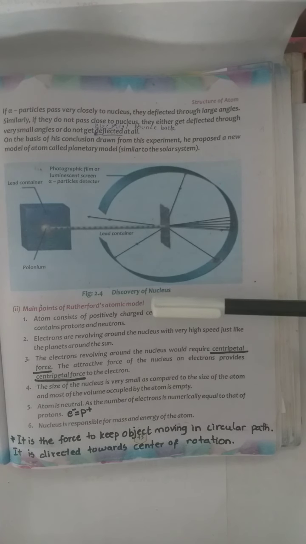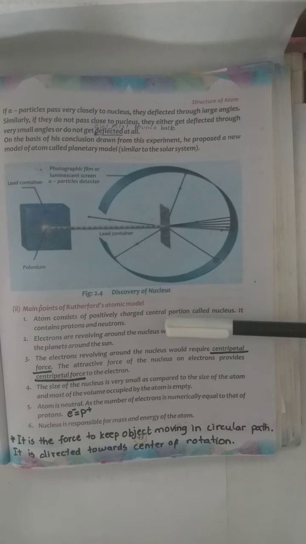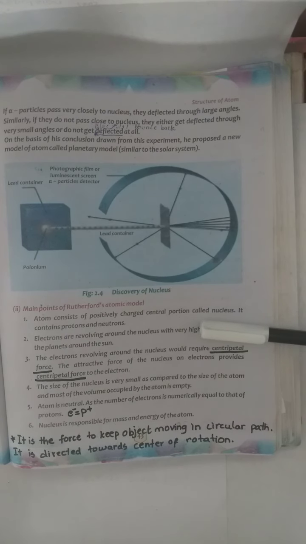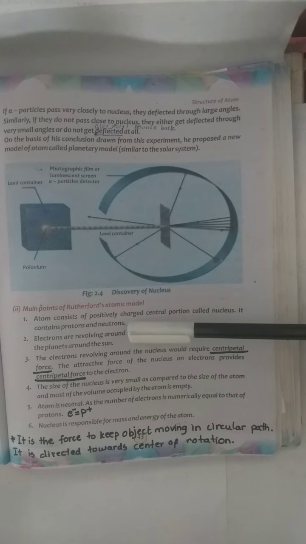Now, what are the main points of the Rutherford's atomic model? The first point is atom consists of positively charged central portion called the nucleus, and it contains protons and neutrons. The second point is electrons are revolving around the nucleus with very high speed, just like planets around the sun.